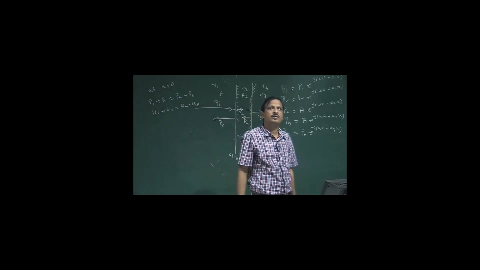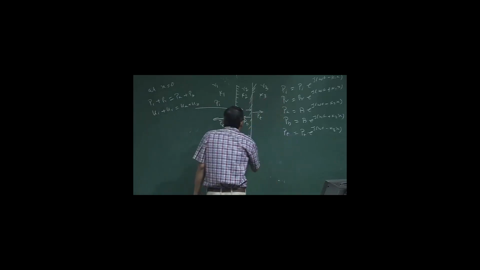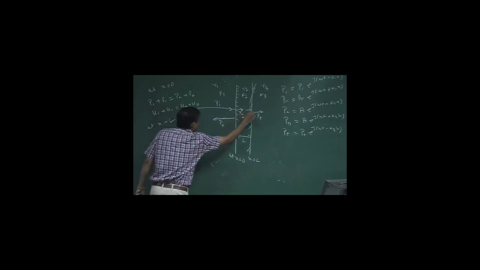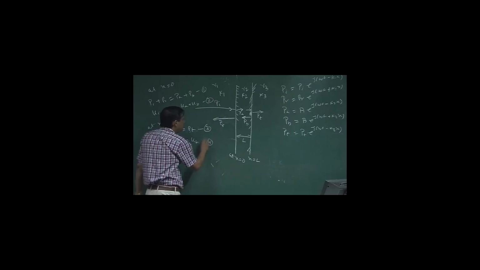Okay. But at x equal to L, what is there? Pa plus Pb is equal to Pt, the total pressure on this side, and Ua plus Ub is equal to Ut. This is the boundary condition. So these are equations number 1, 2, 3 and 4.